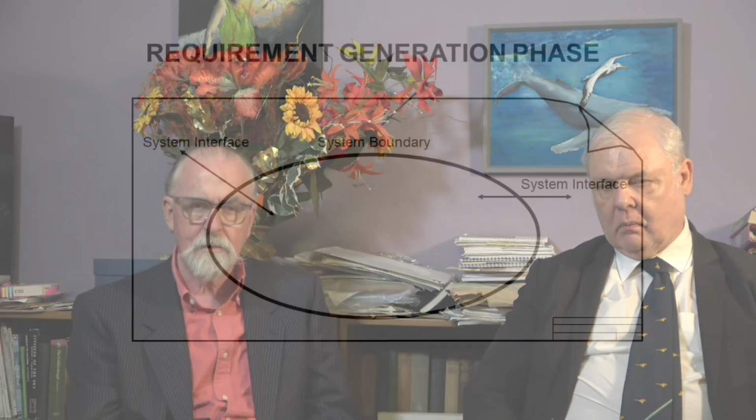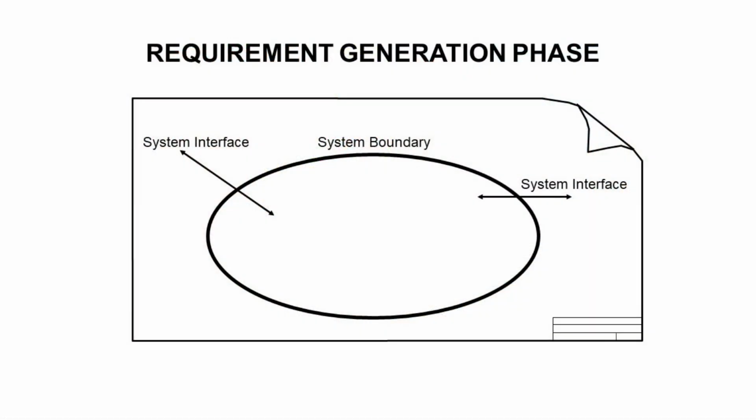The first 3 phases are about creating a complete proven design that is ready for production. These define the system in increasing detail using the system model. The first phase is requirements generation, which produces a system requirement specification that defines the system boundary and the system interfaces.